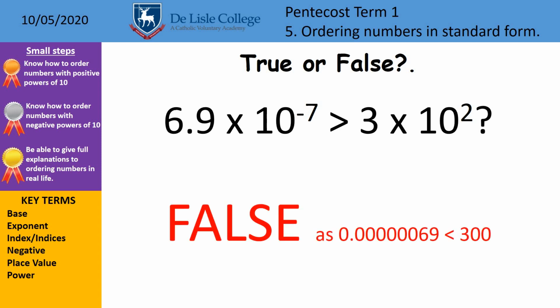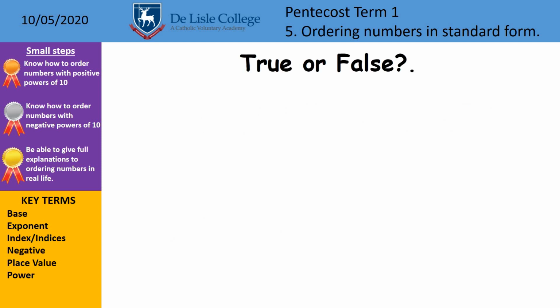False. The first number is 0.00000069, and the second number is 300. Look at the powers. 10 to the minus 7 cannot be greater than 10 to the power of 2, so that has to be false. Look at the powers first, and then use the base numbers, the numbers at the front, the multipliers, to decide which is bigger. Ready for another one?